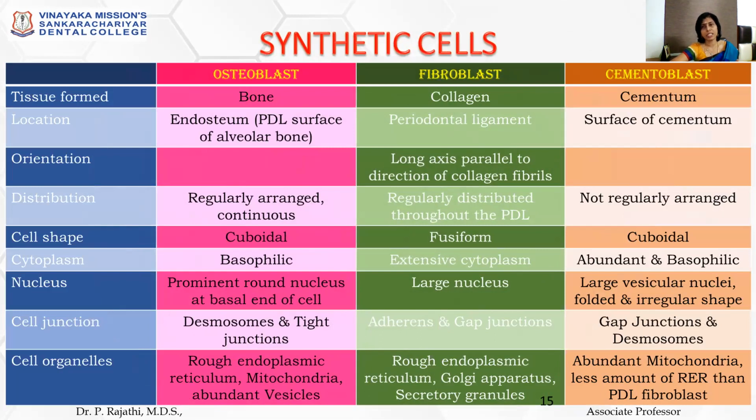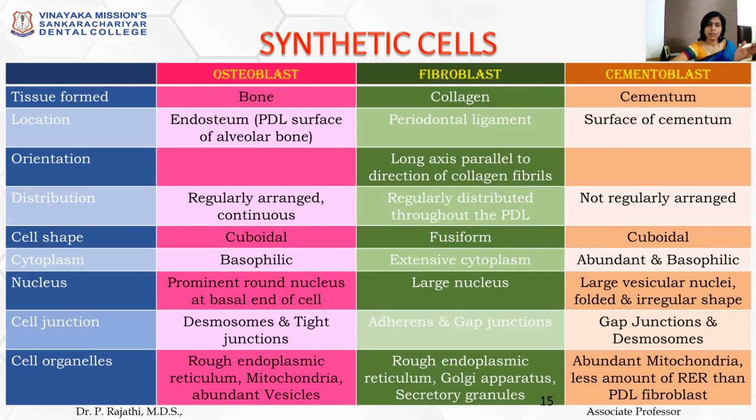Now let's talk about synthetic cells. I've tabulated it so that it will be easy for you to compare and read. As the name implies, osteoblast cells will produce bone, fibroblast cells will produce collagen fibers, cementoblast cells will produce cementum. And you know the location of the osteoblast is going to be on the periodontal surface of the alveolus, the endosteum. That is a specialized lining seen on the inner surface of the alveolar bone. Fibroblast is located within the periodontal ligament fibers and cementoblast cells on the surface of the cementum.